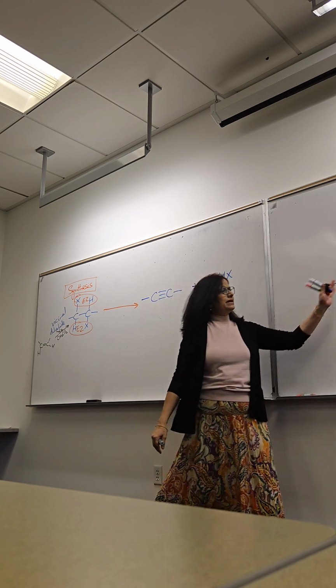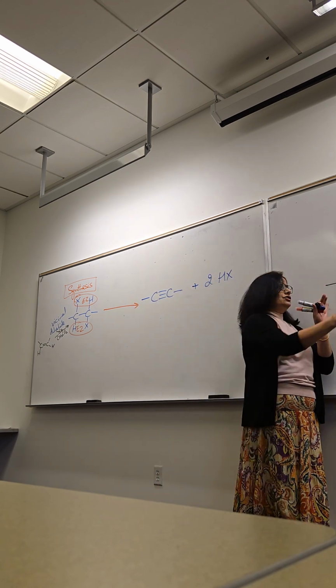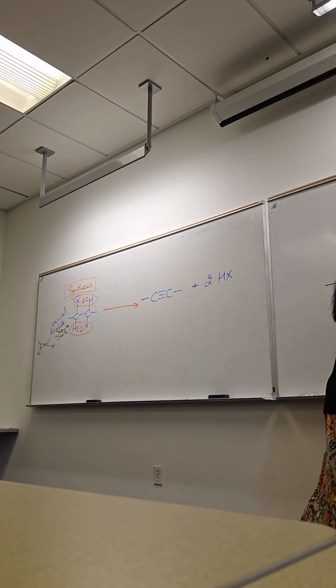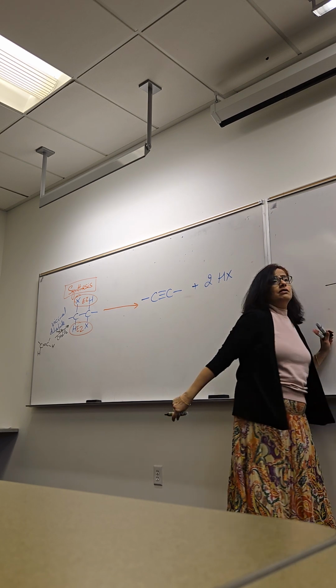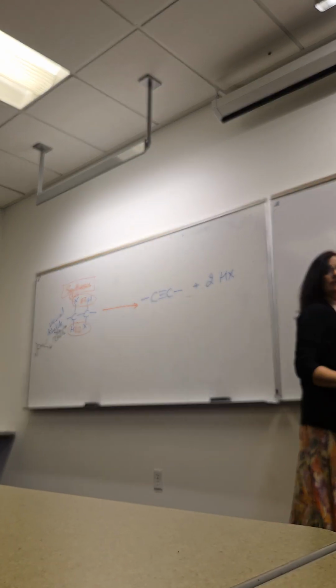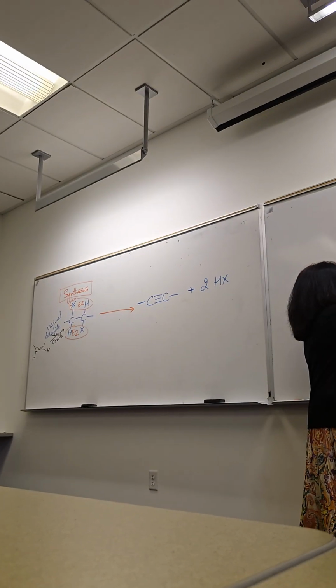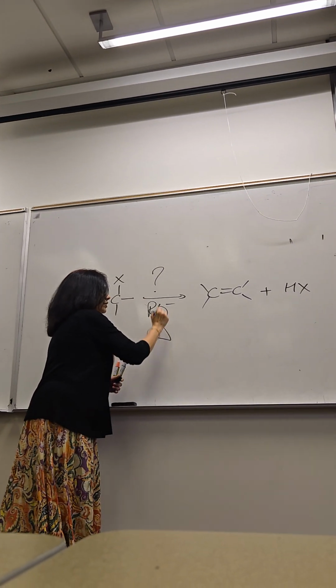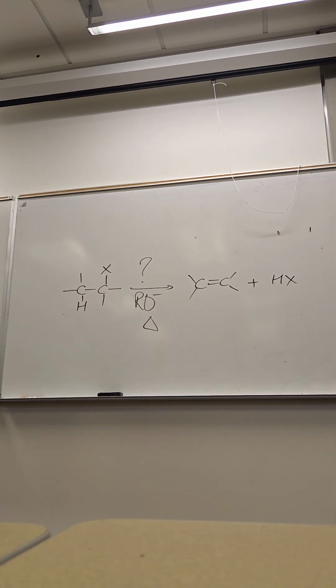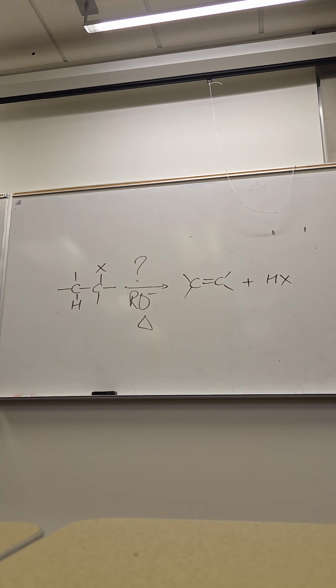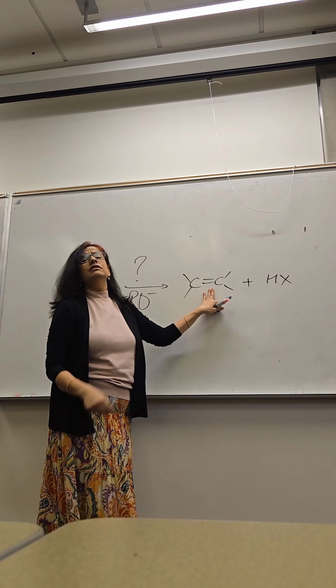What base is used to dehydrohalogenate, which means eliminate HX? Alkoxide, RO minus, with heat, of course. Alkoxide, a small base, gives Zaitsev's product, and a bulky base gives Hofmann product. Does that ring a bell? But here's the thing though, it stops here.